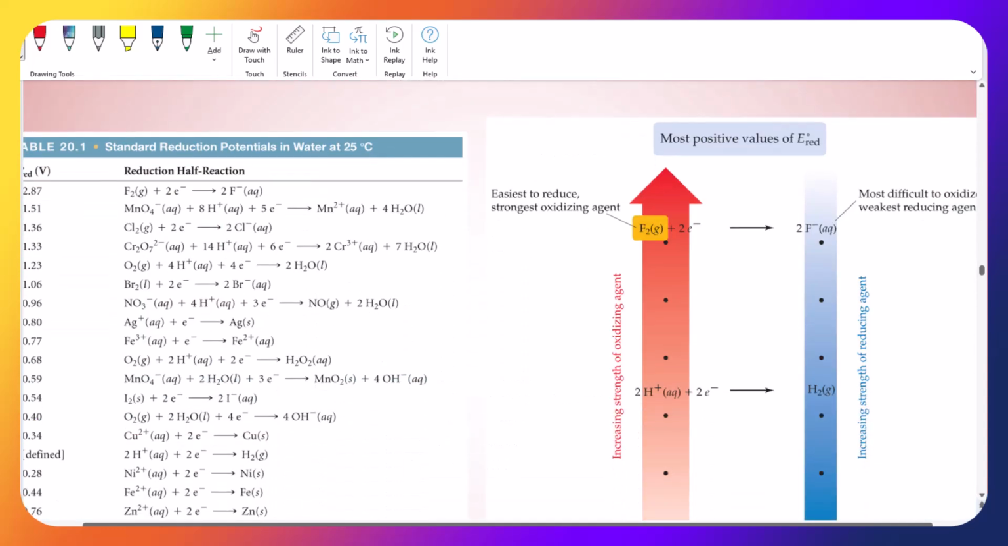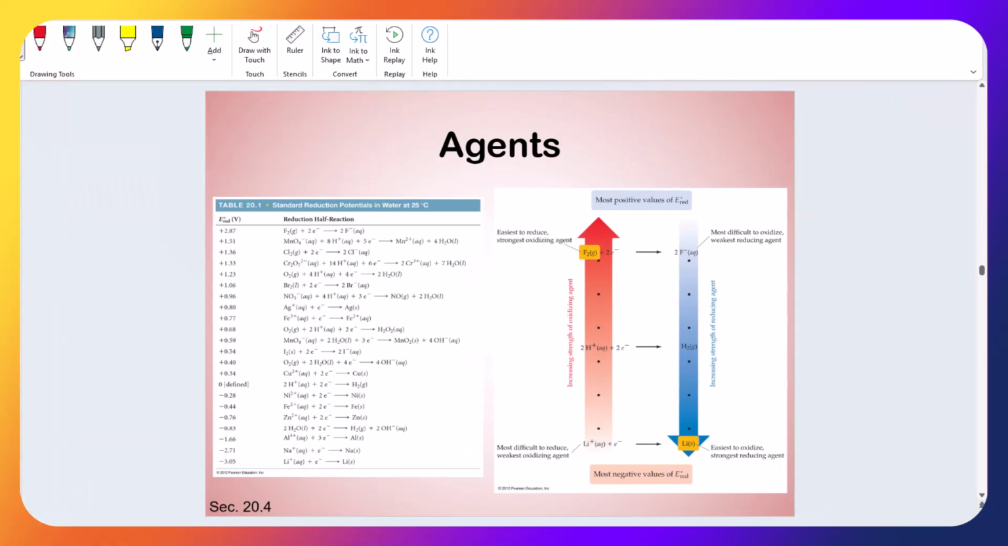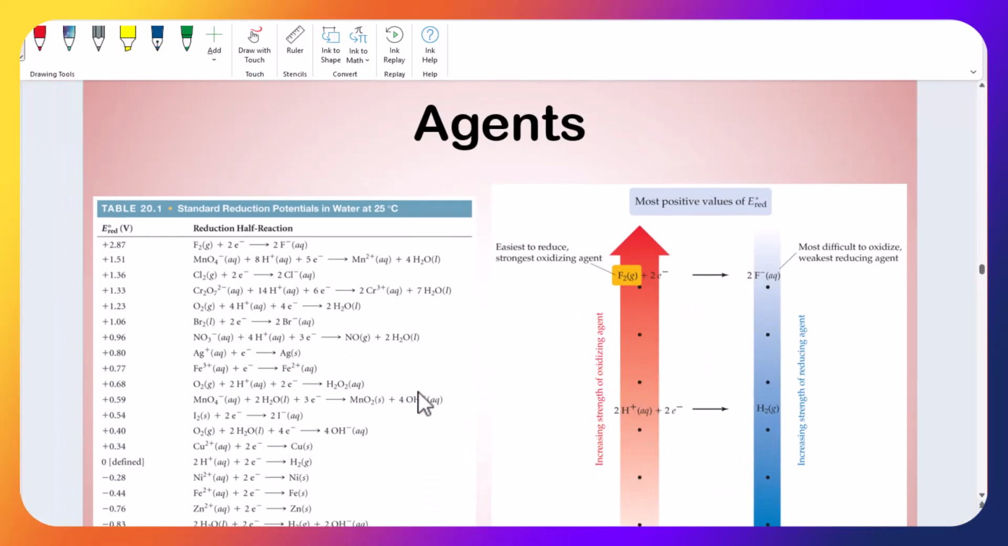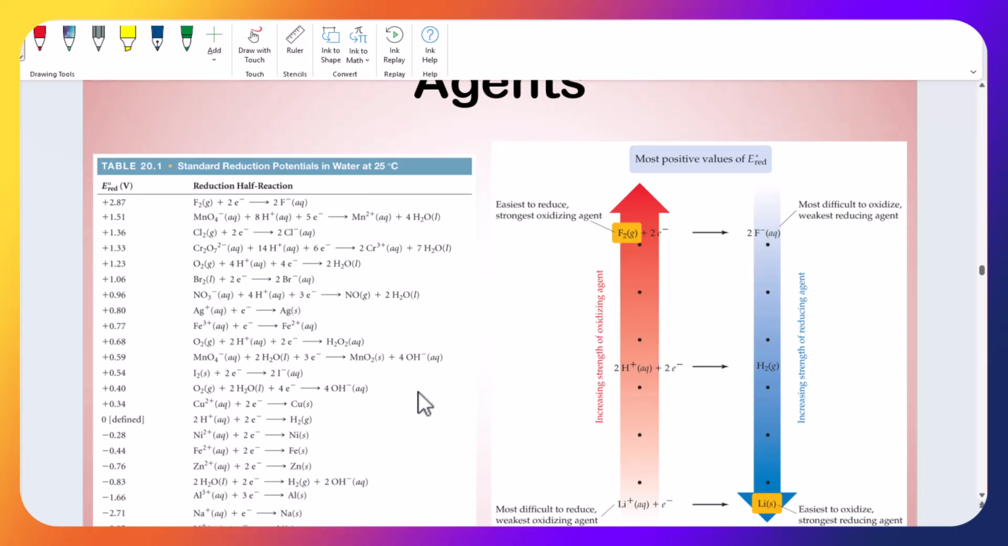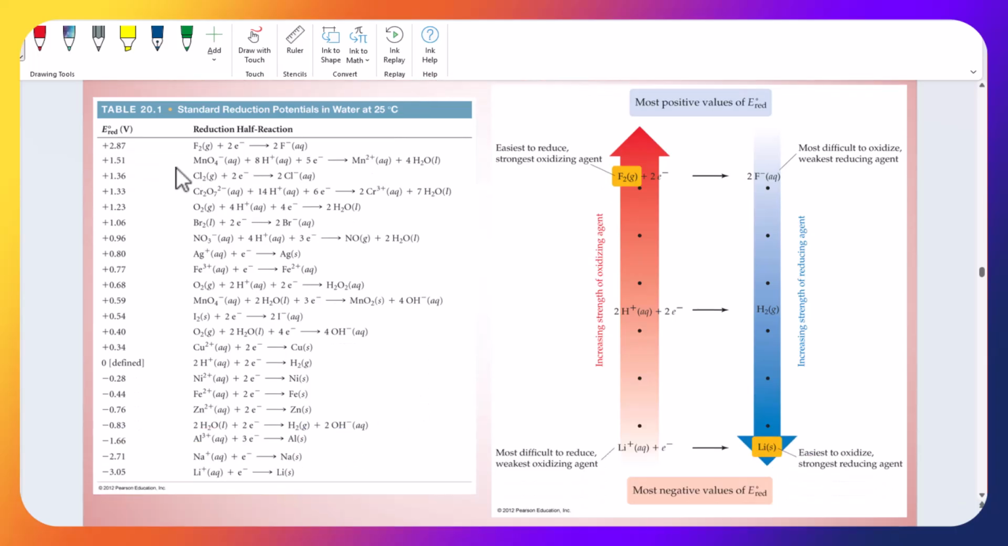Okay, let's talk about oxidizing agents and reducing agents. Here is the standard reduction potential table again. You'll notice that fluorine up here has a standard reduction potential of positive 2.87. What that tells you about fluorine gas, this guy right here, is that it really wants to be reduced more than any other element, which is not a big surprise.